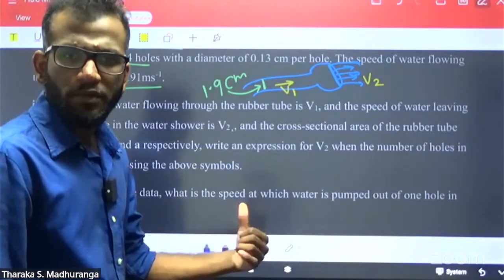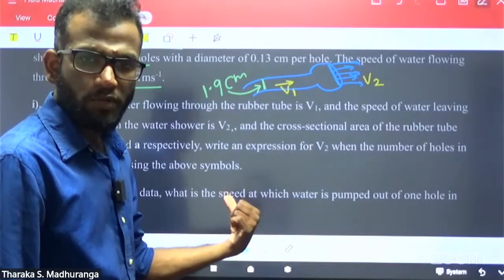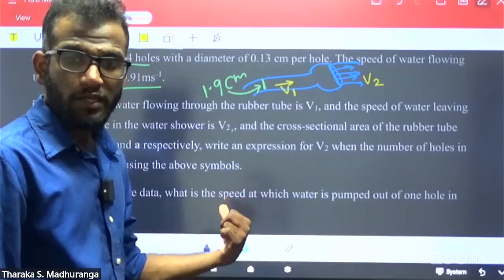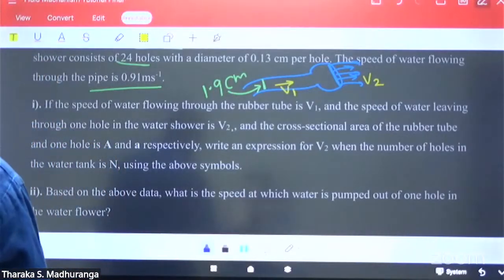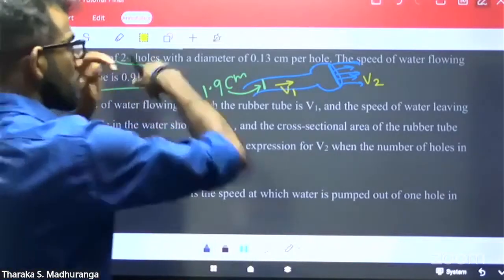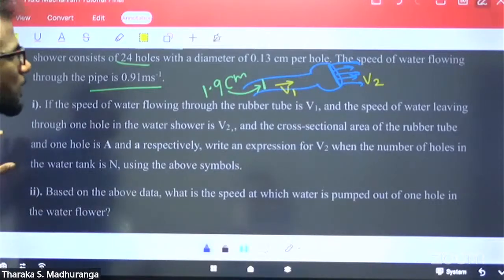Is this lettering readable? Is the board clear? Okay. Sometimes due to connection problems, it can be unclear. If there is any problem, please let me know.